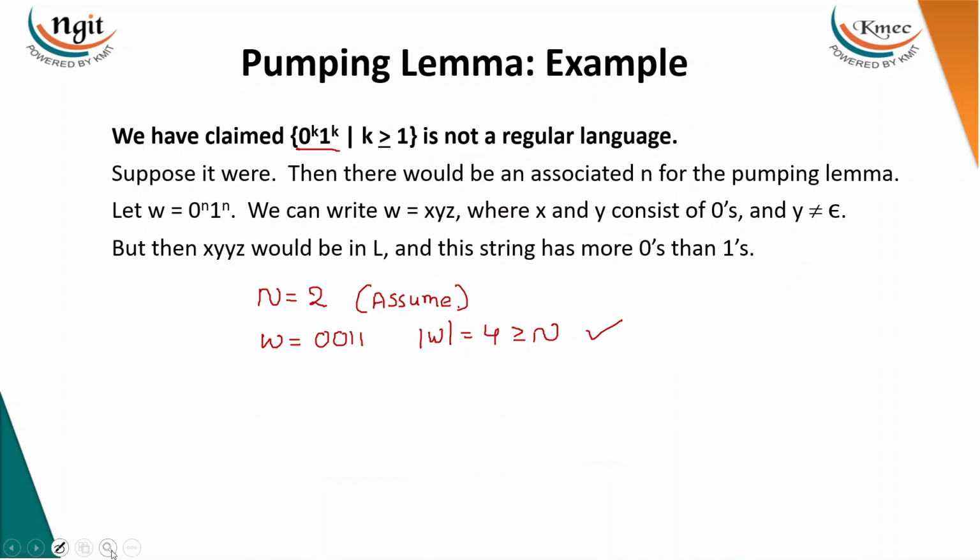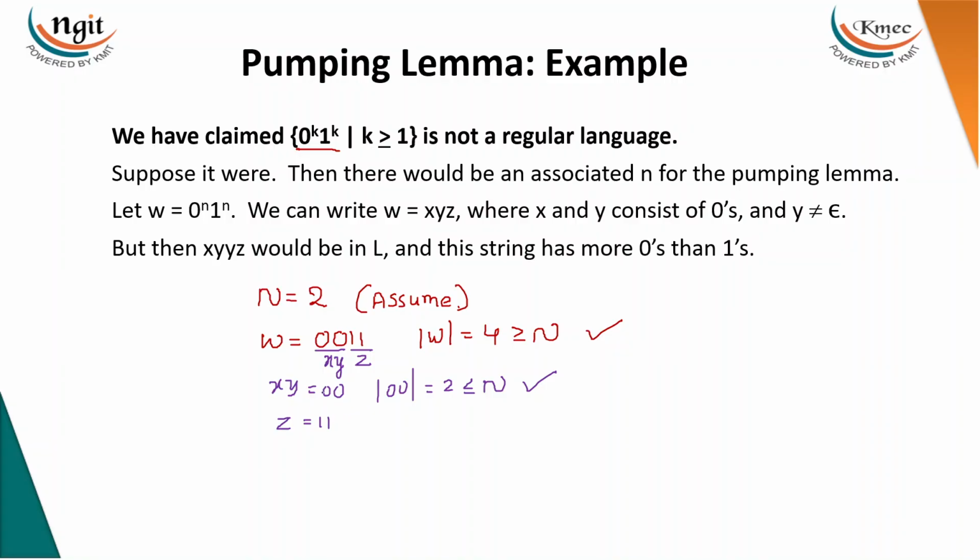But it should satisfy this: length of xy should be less than or equivalent to 2. So then how can I do it? Length of xy. So this should be xy because it is not more than 2. And this could be z. So what is our xy here? 0, 0. And the length of 0, 0 is 2, which is less than or equivalent to n. Yeah, satisfying. And there is no restriction on z. You can take it double one. There are no conditions on z.